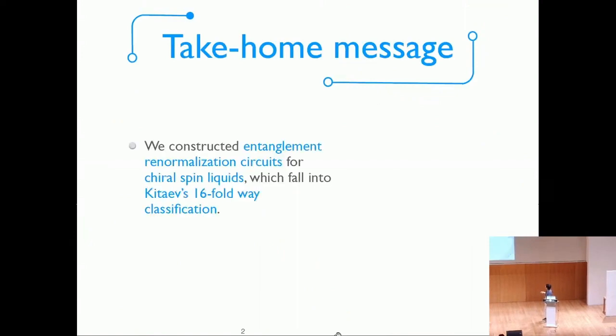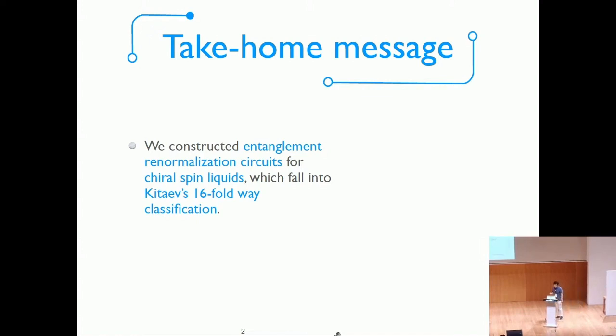So the take-home message of this talk is that we construct an entanglement renormalization circuit for chiral spin liquids, which falls into the Kitaev 16-fold way classification. In particular, this entanglement circuit, we call it a MERA with quasi-local evolution, or in short, MERAQLE. Su Kuan gave this fantastic name to the circuit. It also deepens our understanding of the quantum complexity and entanglement structure of quantum many-body states. So here is the outline of this talk.